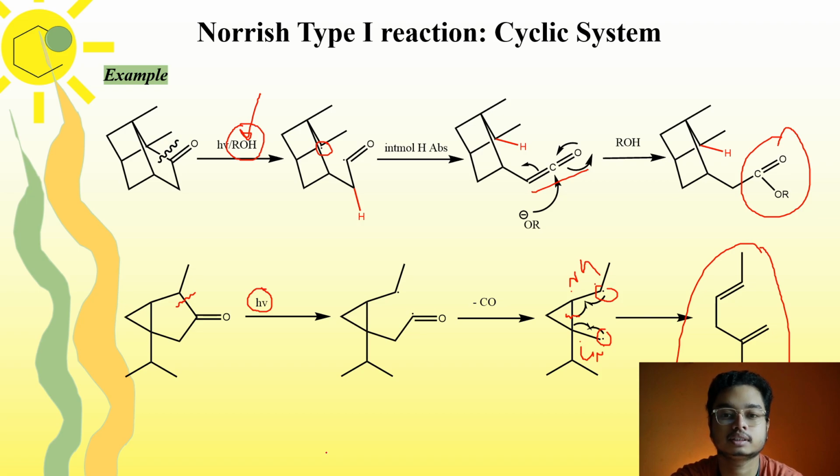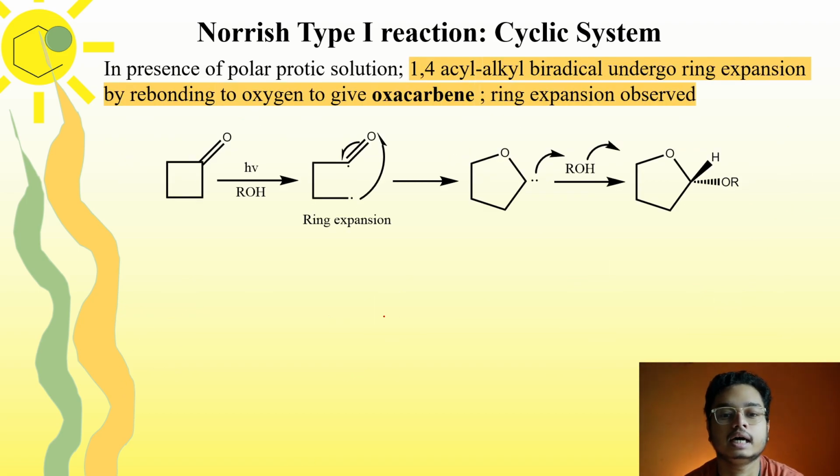Next, we are talking about a certain interesting concept where the 1,4-acyl alkyl biradical is generated. For example, you can take this particular cyclobutanone system. Now, in presence of light and a polar protic solvent, what happens? First the alpha cleavage takes place, and after alpha cleavage, we get this type of 1, 2, 3, 4, so a 1,4-acyl alkyl biradical is generated. Now, in presence of a polar protic solvent, the most common outcome is to generate the ketene.